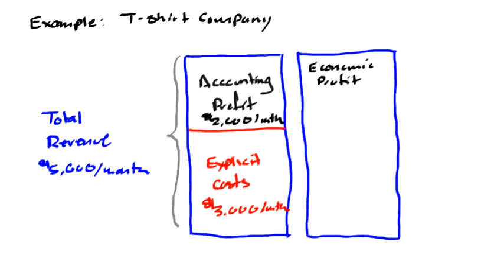Now let's see how this would differ from economic profit. For economic profit, you're going to start with your total revenue, so the big blue box representing all the total revenue. We're still going to have those same explicit costs, only now we're going to have to take away our implicit costs.